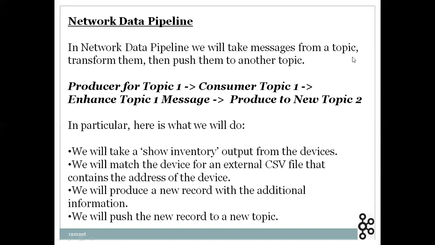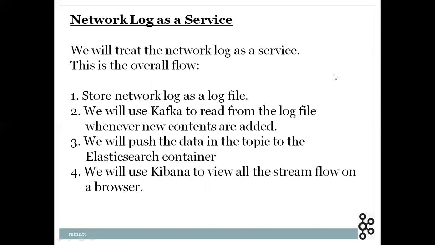The last one is network log as a service. We will treat the network log as a service. This is the overall flow. Store the network log as a log file. We will use Kafka to read from the log file whenever new contents are added. We will push the data into the topic to the Elasticsearch container. We will use Kibana to view the whole stream flow in a browser.